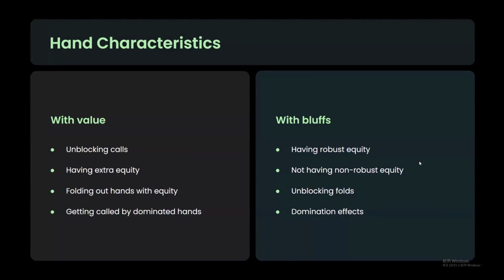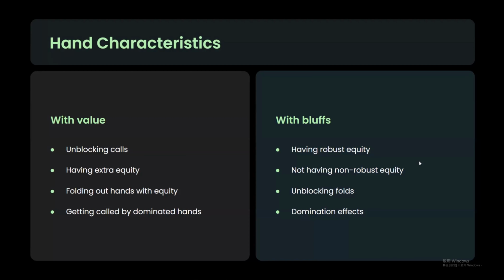But on a very wet board, maybe having an overcard is not really that robust, because when you do hit your top pair, it's not that good. Obviously, robust equity comes from flush draws as well, straight draws, backdoor flush draws, backdoor straight draws, anything that's drawing, even if it's a very small chance. Whenever a small chance is to hit something big, that's robust equity, no matter how small the chance is. Not having non-robust equity, that's a good reason to bet.